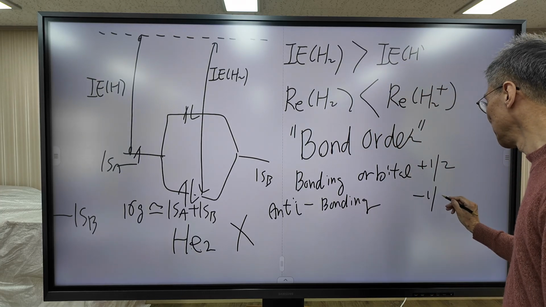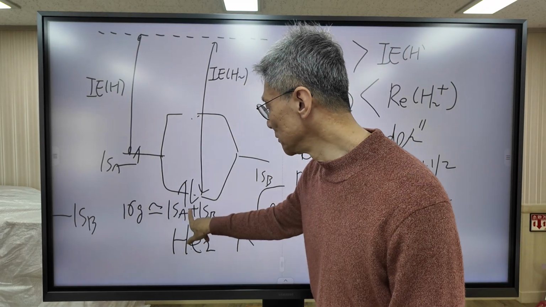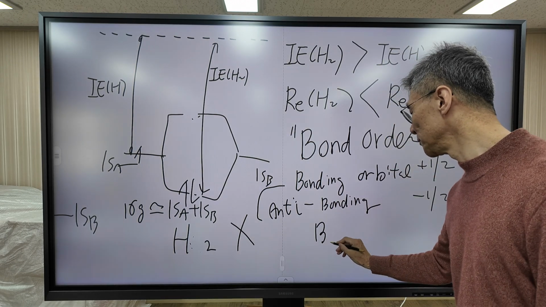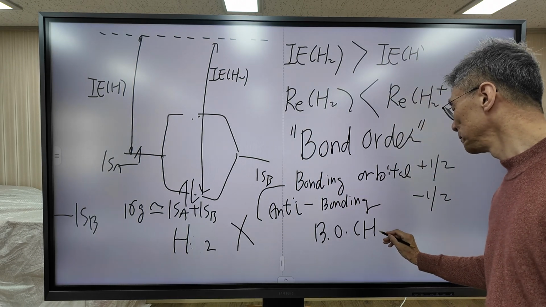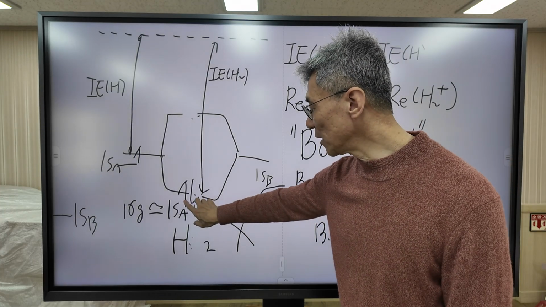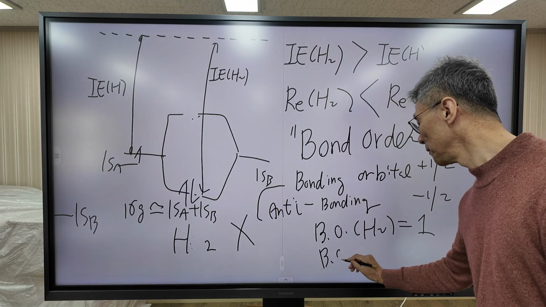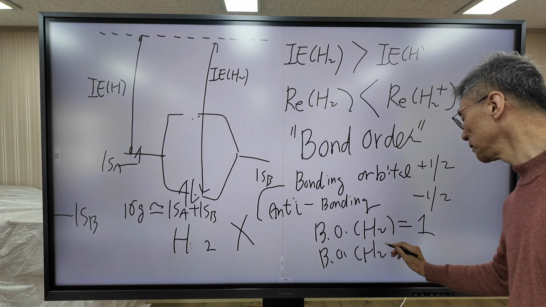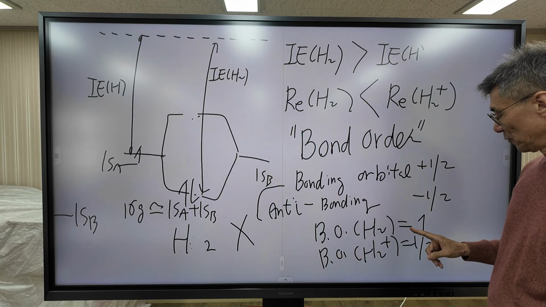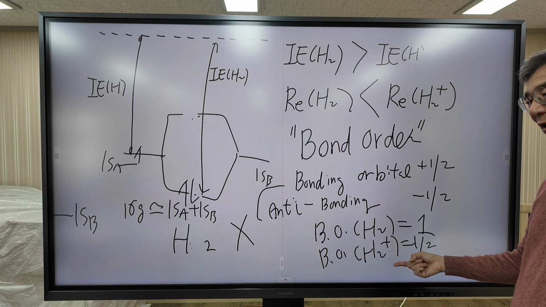We assign minus 1/2. Then, what is the bond order of H2? It is 1 because 2 electrons are in the bonding orbital. What is the bond order of H2 plus? It is 1/2, because only 1 electron is in the bonding orbital. So H2 is a stronger bond than H2 plus.